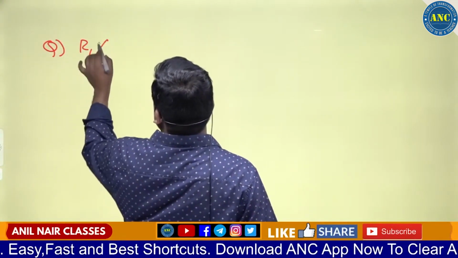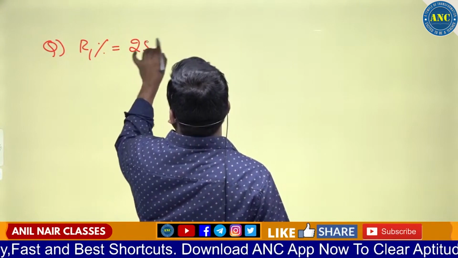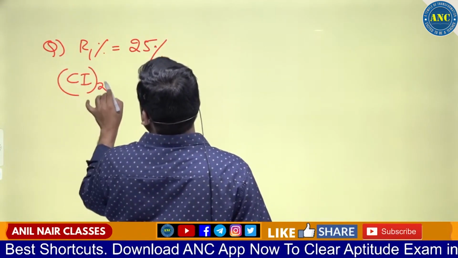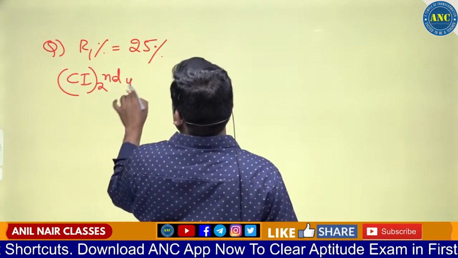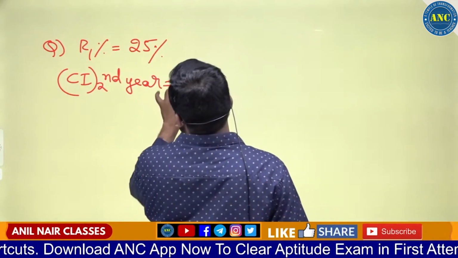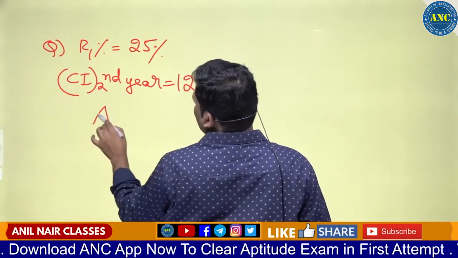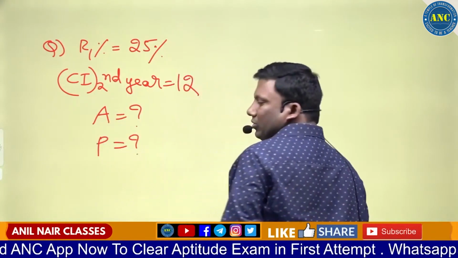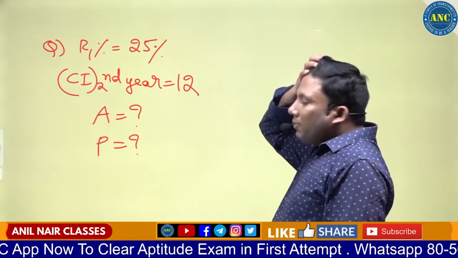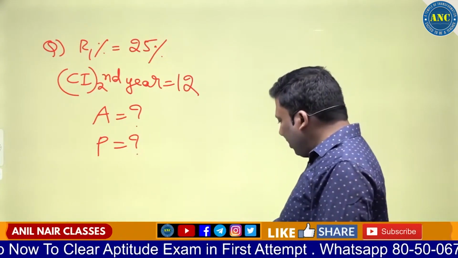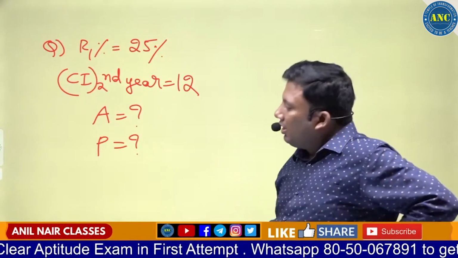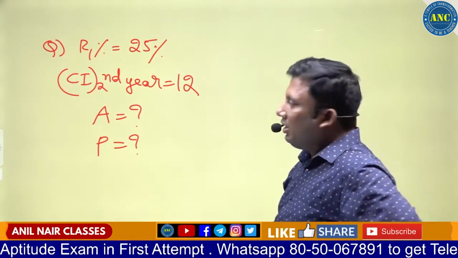R1 percentage equivalent to 25%. CI for second year, it is 12. Find the amount and find the principal. R1 percentage is 25%. CI for second year, it is 12. Find amount and principal.